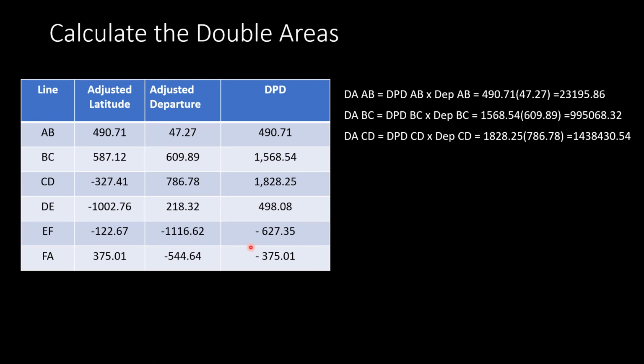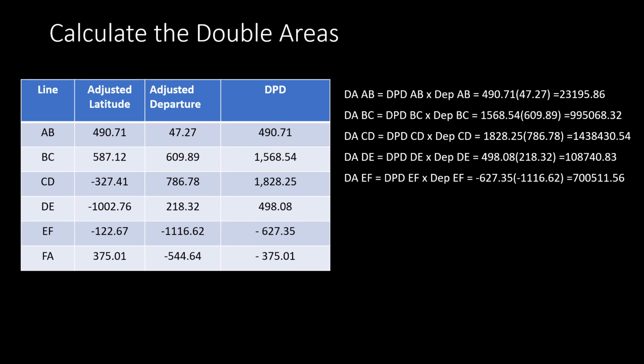Next, the double area of CD is 1,828.25 times 786.78, equal to 1,438,430.54. The double area of line DE is 498.08 times 218.32, equal to 108,740.83. The double area of line EF is negative 627.35 times negative 1,116.62, which is equal to positive 700,511.56. Next, for line FA, the double area is equal to negative 375.01 times negative 544.64, equal to 204,245.45. Observe that all the double areas are positive.